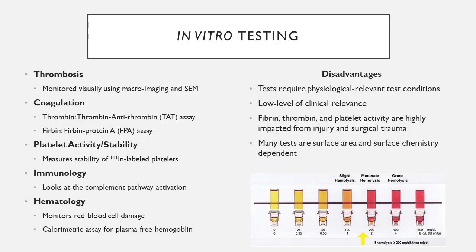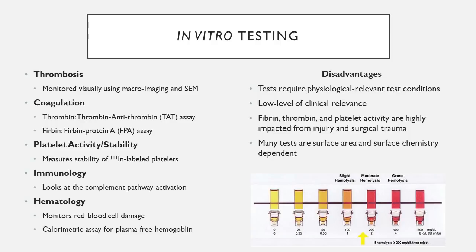But all these tests in general have a number of different disadvantages, in part because blood is so complex. So first of all, these tests require physiologically relevant test conditions. And blood flow is not a static thing. It's very dynamic. It's different for different parts of the body. So it's tough to have a one-size-fits-all test for any biomaterial need. And because of that, there's generally a low level of clinical relevance on the in vitro side. So these almost always require in vivo studies.